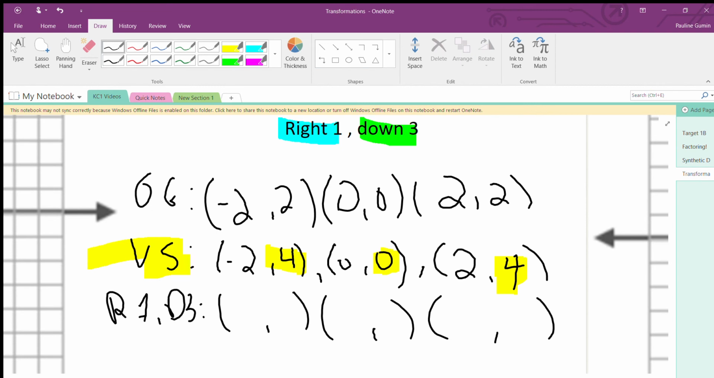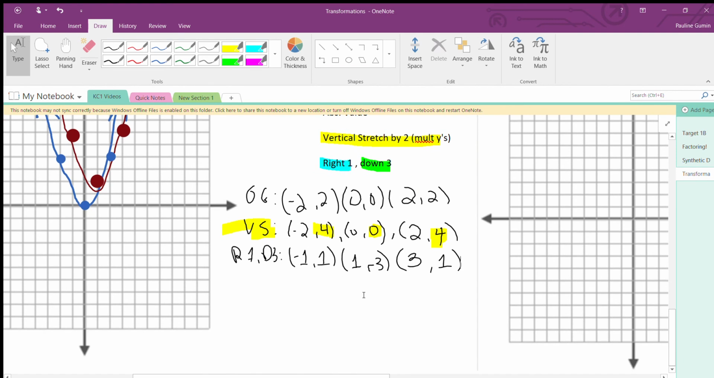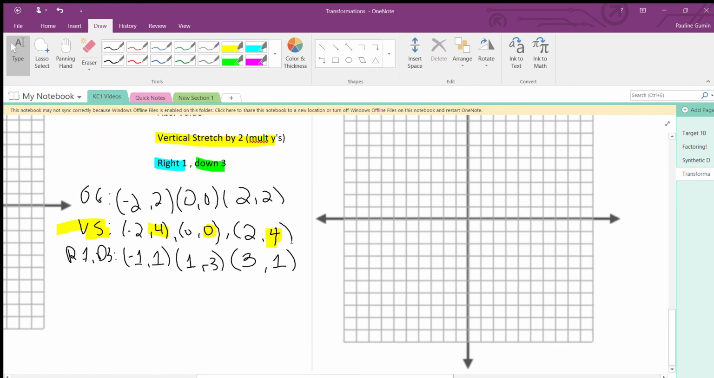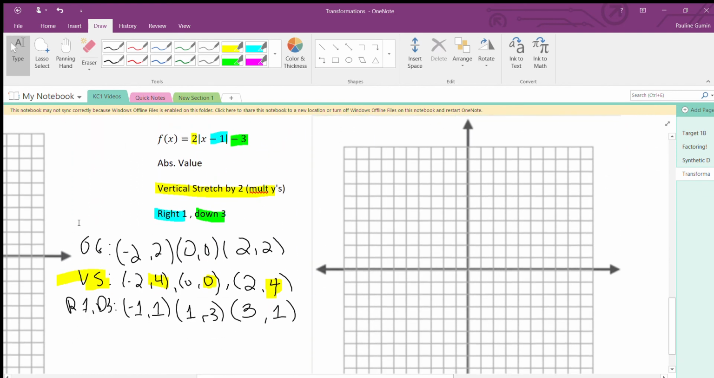I'm going to add 1 to every single x value because I'm moving to the right. When you move to the right, numbers become larger. Then down 3 means I'm subtracting 3 from all of my y's, moving everything down. Okay. Oh, see, there's the bell. There's that bell. All right, so let's graph the original. Let's graph the transformation.